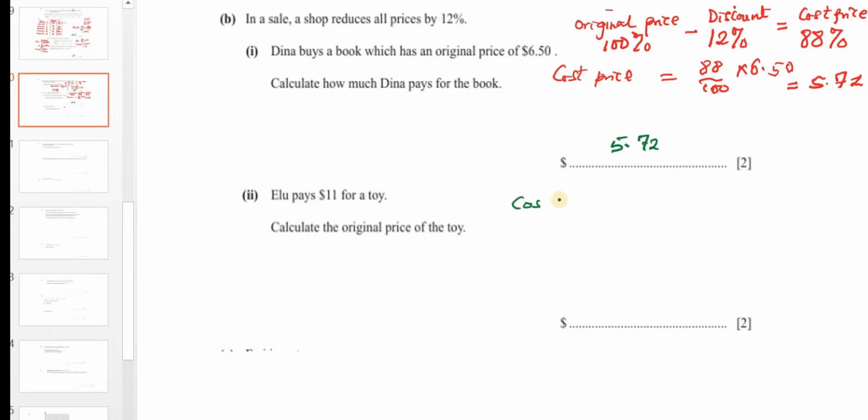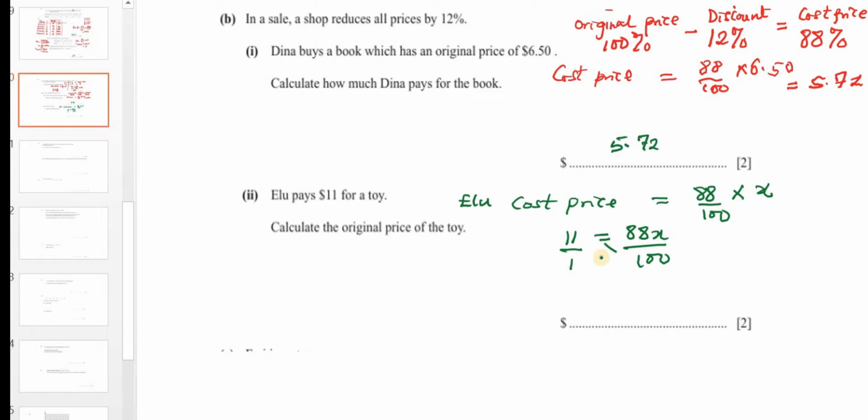So let me say Elu's cost price is equal to 88% as well, because he enjoyed 12% reduction, times the original price. And that original price, we don't know it, so let's call it X. And if Elu's cost price now is $11, then this is 88x over 100.